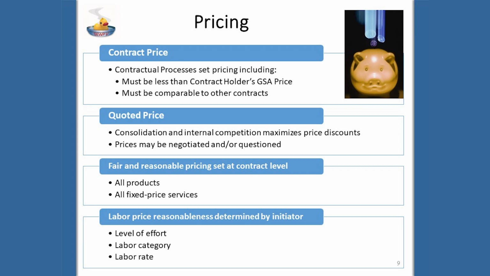So at the contract level, fair and reasonable pricing is set for all products and all fixed price services such as warranty, whereas for labor services, any service that includes a labor rate, a category, or level of effort, the price determination is not set at the contract level. It does have to be determined by the initiator at the RFQ and delivery order/task order level.